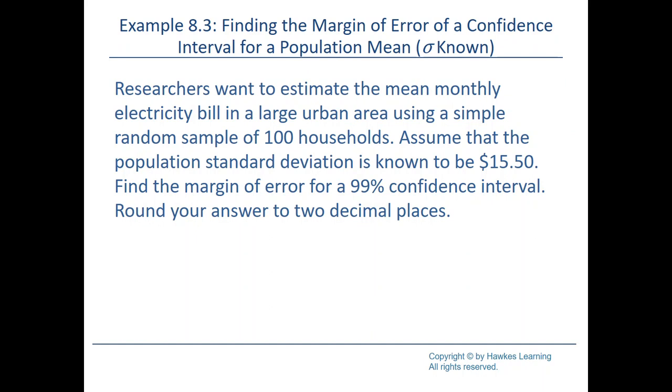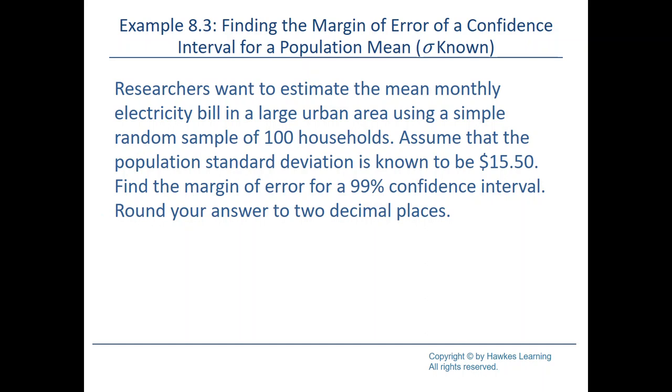Researchers want to estimate the mean monthly electric bill in a large urban area using a simple random sample of 100 households. Now, assuming that the population standard deviation is actually known to be $15.50, find the margin of error for a 99% confidence interval. We're going to round our answers to 2 decimal places.